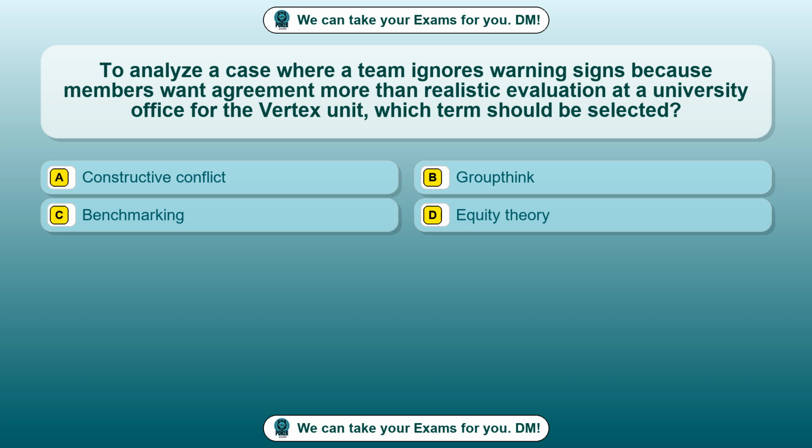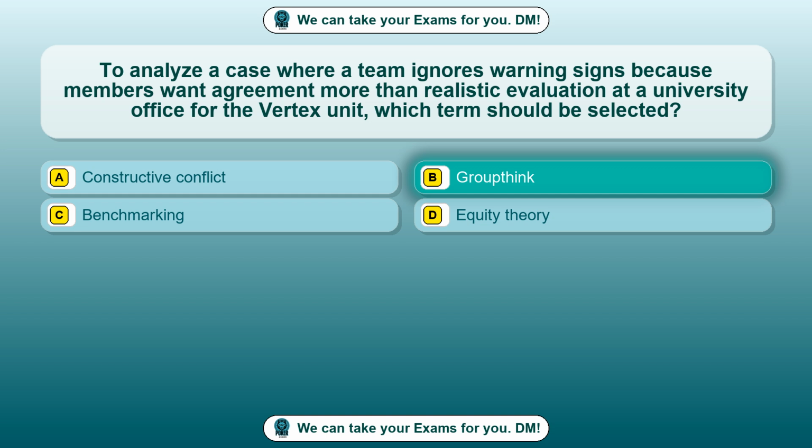Question 49. To analyze a case where a team ignores warning signs because members want agreement more than realistic evaluation at a university office for the Vertex unit, which term should be selected? Option A, constructive conflict. Option B, groupthink. Option C, benchmarking. Option D, equity theory. The correct answer is option B, groupthink.